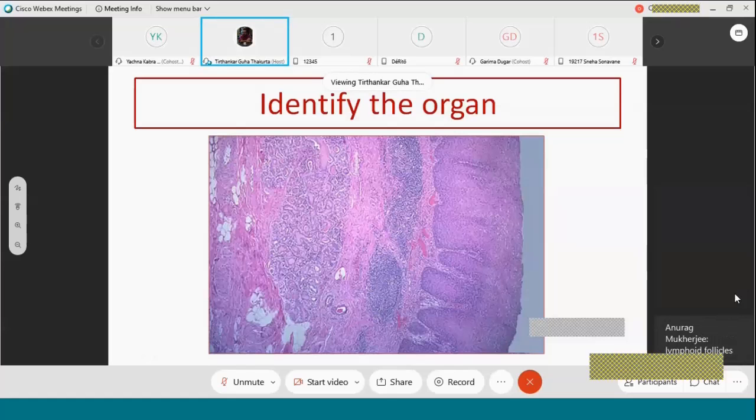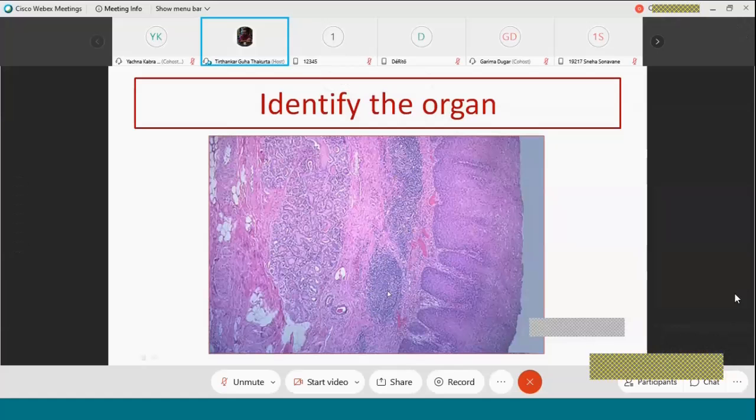We know lymphoid follicles are present throughout the submucosa of different organs. So in the GI tract, it is called GALT or gut-associated lymphoid tissue. In the bronchus, it is called BALT or bronchus-associated lymphoid tissue. Likewise, they are all different kinds of mucosa-associated lymphoid tissue. So we are dealing with an organ where there is a stratified squamous epithelium with some kind of mucosa-associated lymphoid tissue, and there are glands.